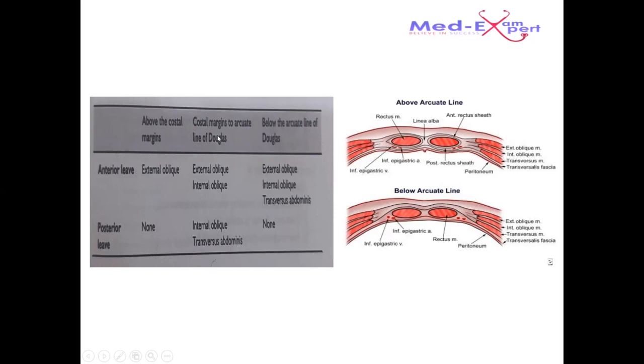Again, I'd like to remind you that the arcuate line of Douglas is the landmark of the entry of the inferior epigastric vessel to the rectus sheath. Anteriorly it is the external oblique and the anterior leaf of the internal oblique, as we said, and posteriorly the posterior leaf, or posterior lamina, of the internal oblique plus the transversus abdominis and the transversalis fascia. While in the last part, below the arcuate line, as we said, all three muscles lie anterior to the rectus abdominis muscle, and posteriorly there are no muscles at all, only the transversalis fascia.